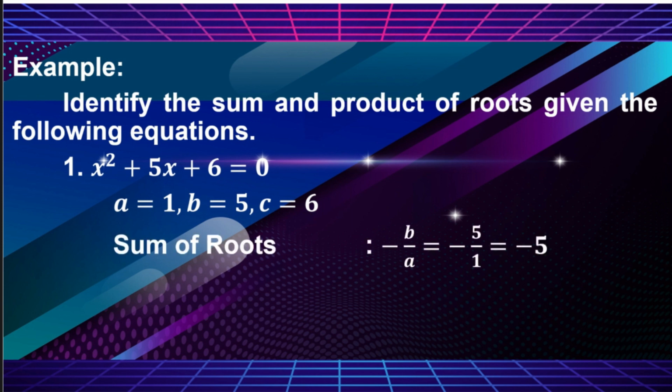Then, let us now start identifying the sum of roots, and its formula is negative b over a. Then afterwards, we are going to substitute, copy negative, and the value of b is 5. The value of a is 1. Then simplify. Negative 5 divided by 1 is negative 5. So the sum of roots is negative 5.